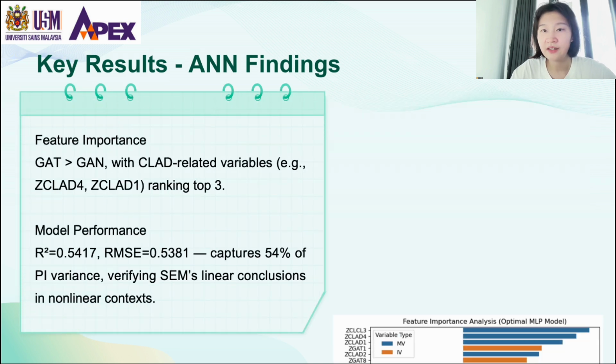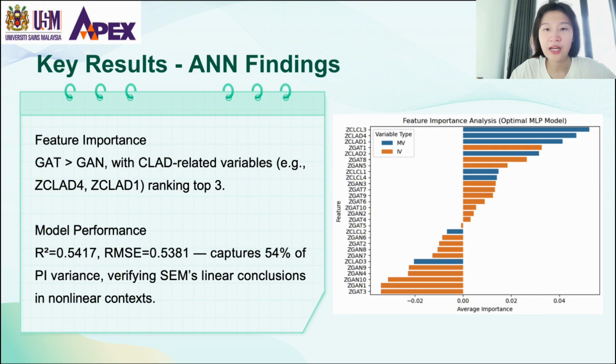ANN supplemented SEM by capturing nonlinear dynamics. The model explains 54.17% of PI variance with RMSE equal to 0.5381. Feature importance analysis ranked GAT higher than GAN, and CLAD-related variables were top predictors. This aligns with SEM, proving CLAD's critical role in translating carbon label awareness to purchase intent.